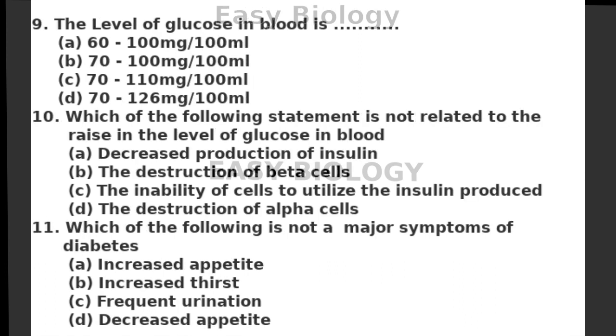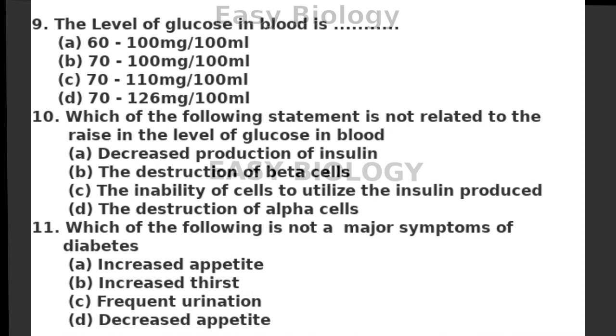Question number 9. The level of glucose in blood is A. 60 to 100 milligram per 100 ml. B. 70 to 100 milligram per 100 ml. C. 70 to 110 milligram per 100 ml. D. 70 to 126 milligram per 100 ml. The answer is 70 to 110 milligram per 100 ml.